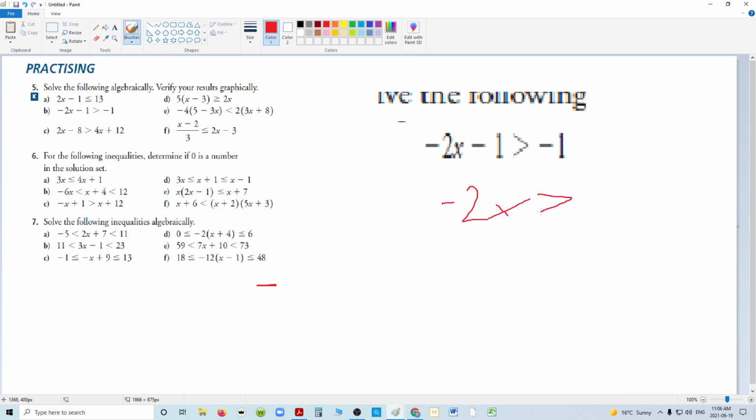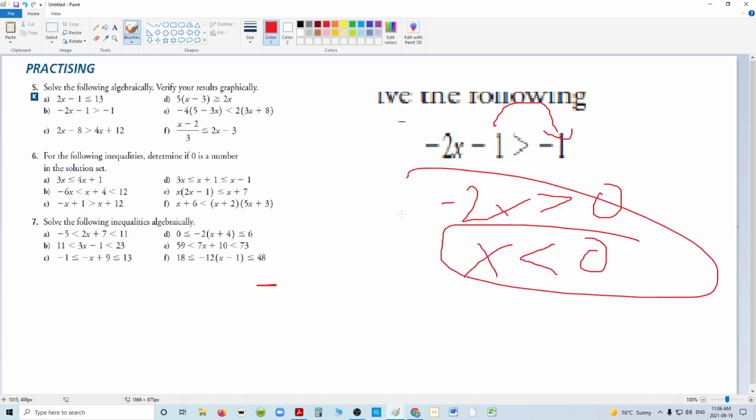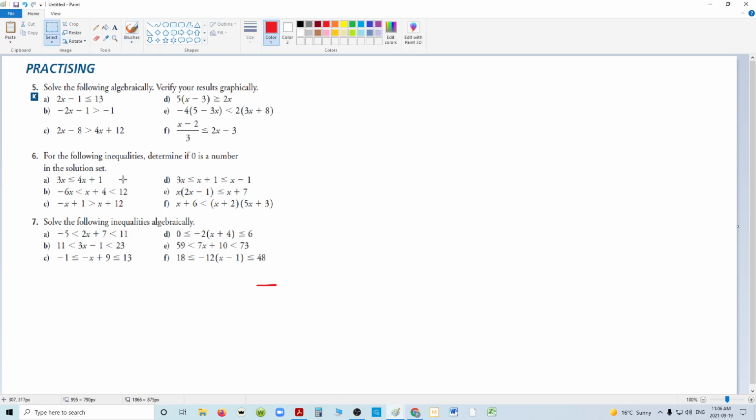-2x is bigger than 0 because I bring this over here. Divide by -2, I have to switch the signs, smaller than 0. And there we get the answer that we logically deduced. When x is smaller than 0, the line is above -1, which is essentially what they're asking. When is that line above -1?